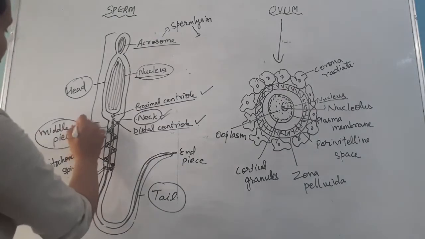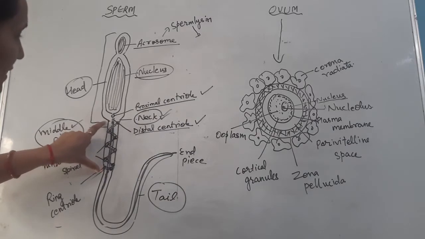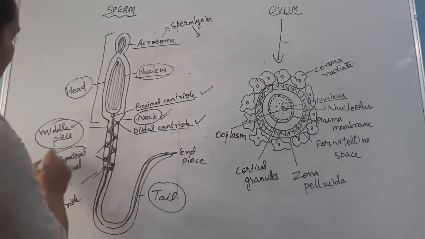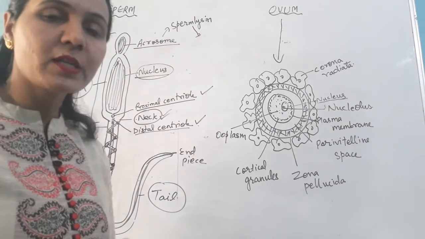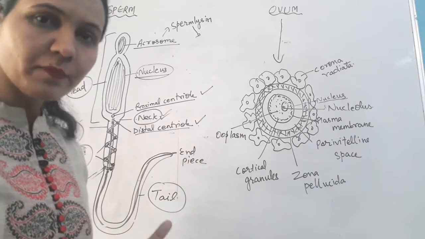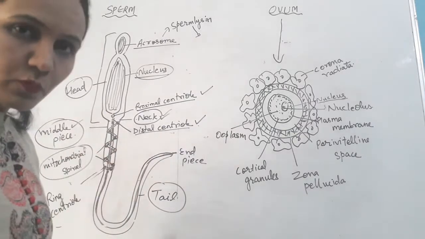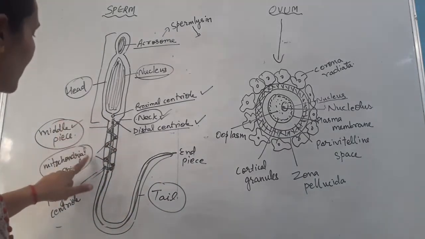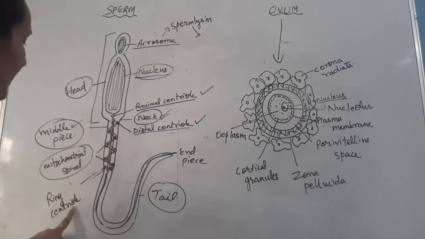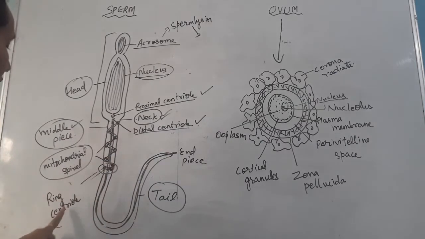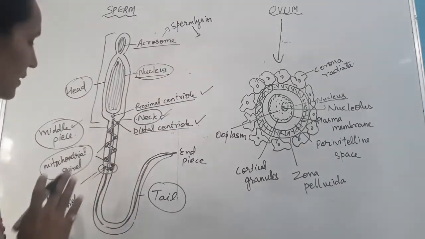The third structure present in the sperm is the middle piece. You can see here, this complete structure is known as the middle piece. This middle piece comprises the mitochondrial spiral. You know very well what mitochondria is. Mitochondria is the powerhouse of the cell which generates energy, right? So here mitochondria provide energy for the sperm to move. The next one is the ring centriole, which is present here in the middle piece with an unknown function. There is no function of this ring centriole.